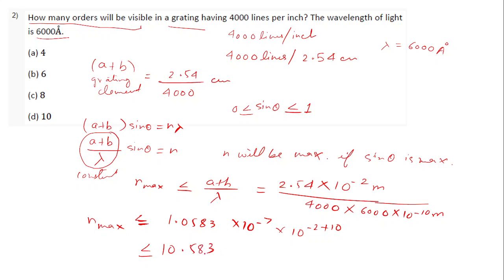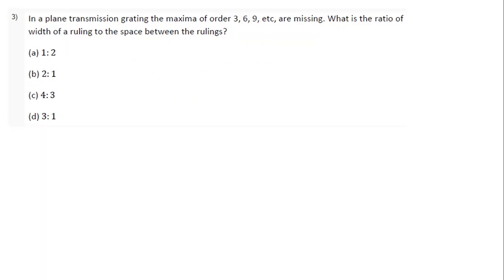So it cannot be 0.5. So that means the maximum order possible here is 10. Maximum order possible for this particular wavelength and for this number of grating elements is 10. So the correct answer here is option D, which is 10. Next question.